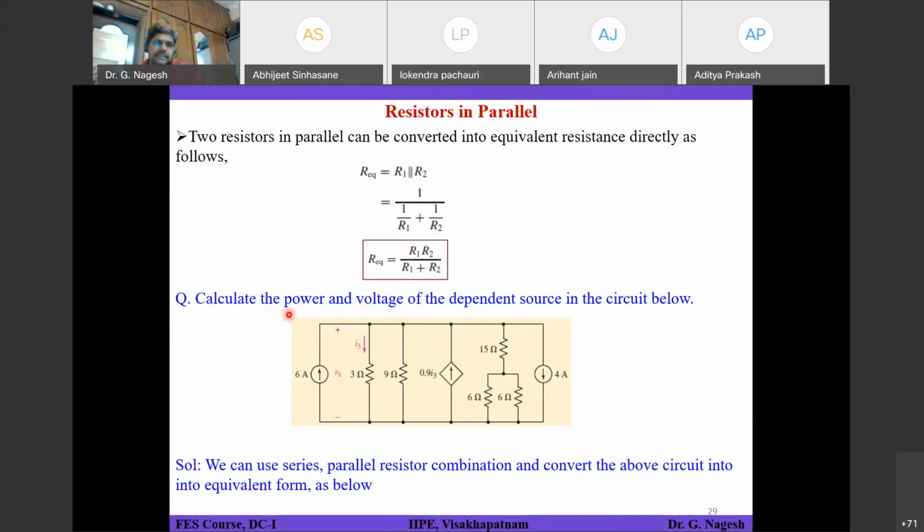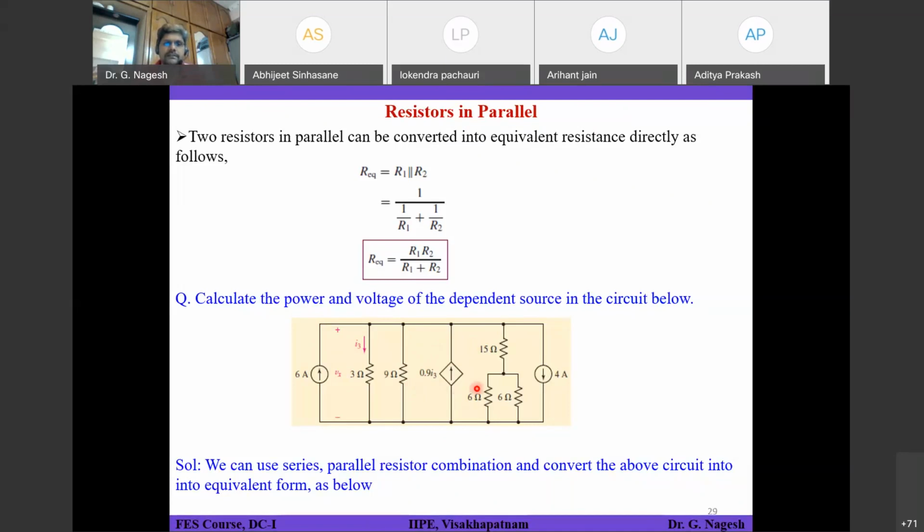The question says: calculate the power and voltage of the dependent source in the circuit below. If you see here, there are two independent current sources. One is 6 amperes flowing in the upward direction and another is 4 amperes flowing in the downward direction, and they are connected in parallel. So you can add these two, taking the direction into account, to minimize your circuit. And you have one dependent current source, more specifically a current dependent current source.